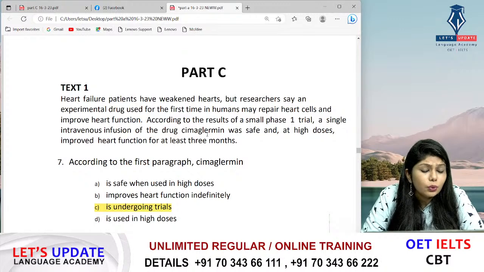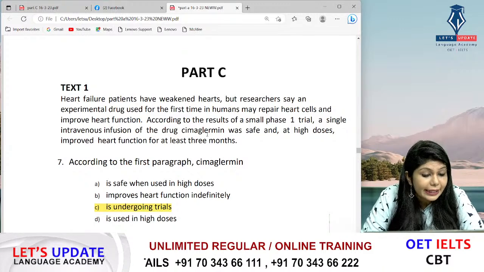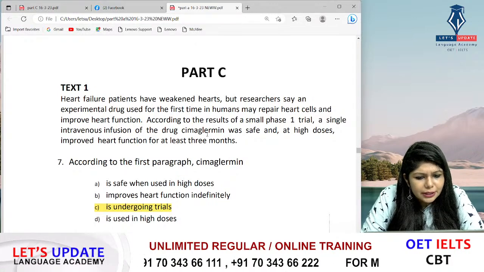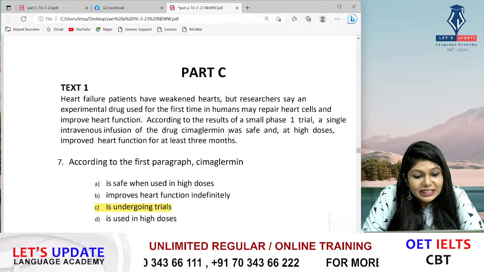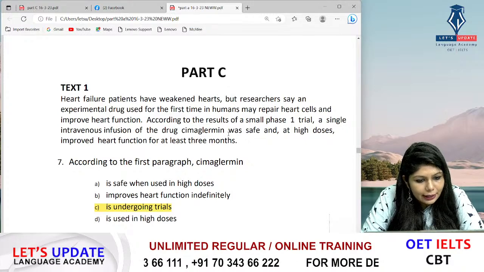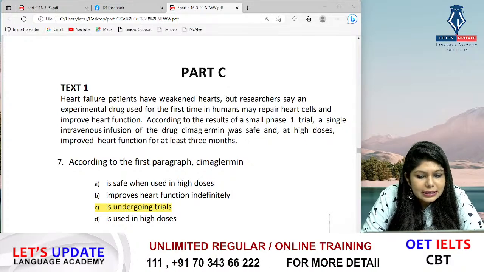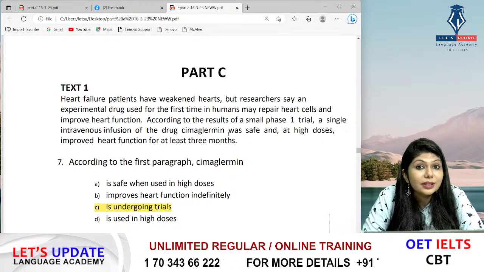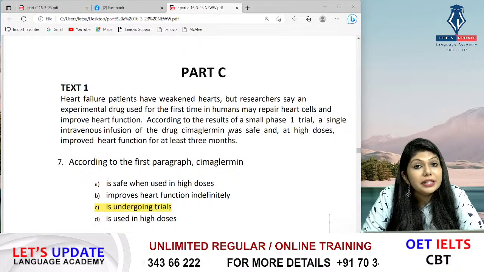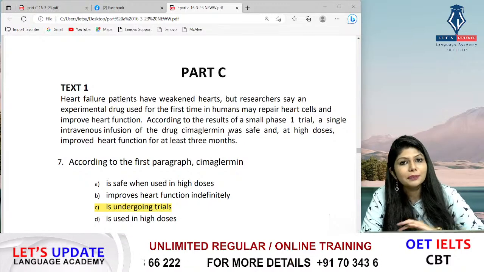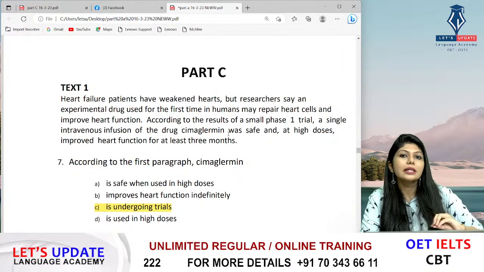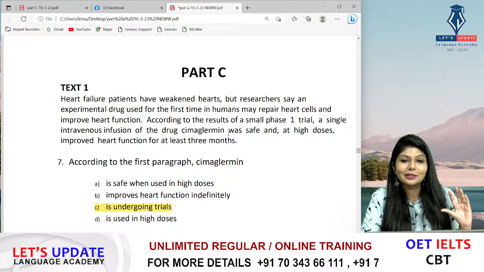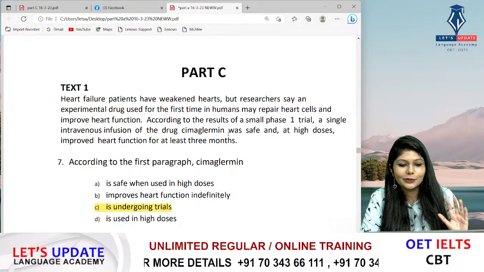But if you look at the other options, A is safe when used in high doses. Is that mentioned? The results of the trial indicated that it was safe at high doses. That is the result of the trial that they found, so it is mentioned in the past tense. That was something they found as a result of that particular trial, something done and found in the past.